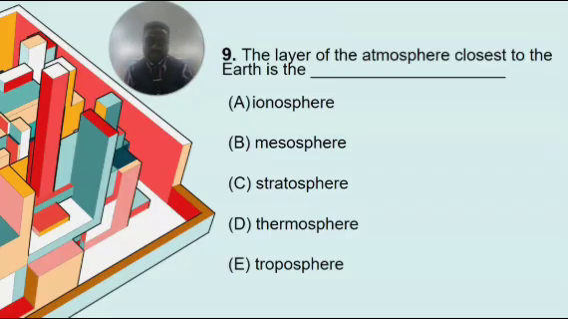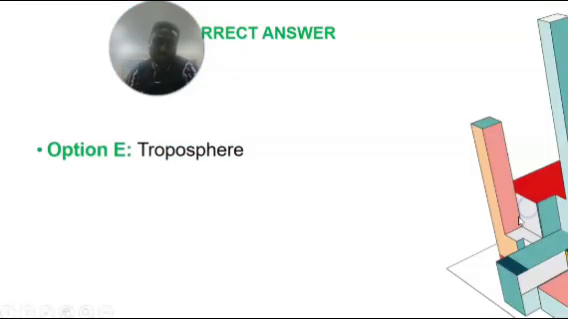So what is the correct answer? The correct answer is option E, troposphere. So that's the layer that is closest to the earth. Then the others are stratified after the troposphere, going up through the biosphere and so on, then to the ionosphere in upper space. Okay.